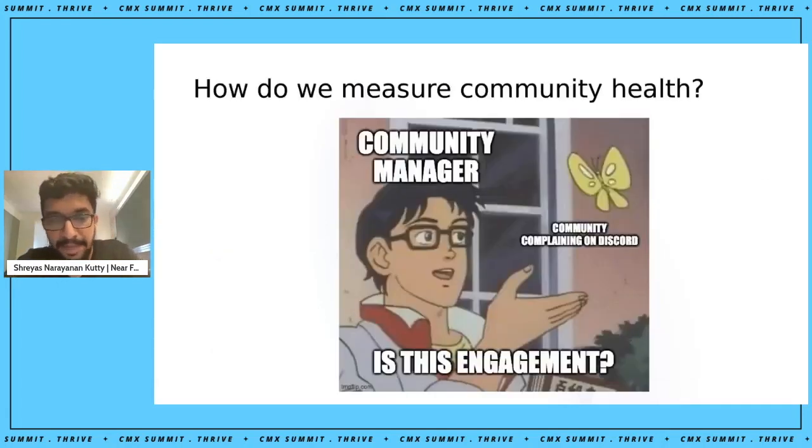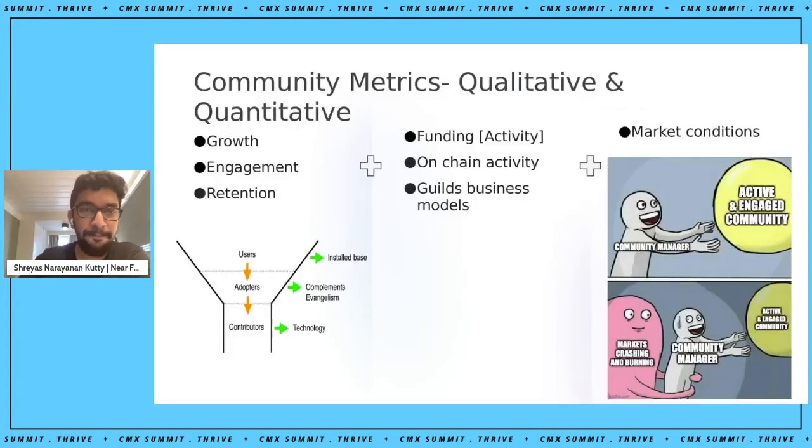So, this is the existential question that community members, not only in Web3 but also in the Web2 ecosystem, face every single day, right? How do we measure community health, community success? What do we even measure, right? Do you count engagement as a metric? Because people could be complaining about you on Discord. Ideally, that would check your box, but is that really moving the needle? So here's our framework in terms of measurement.